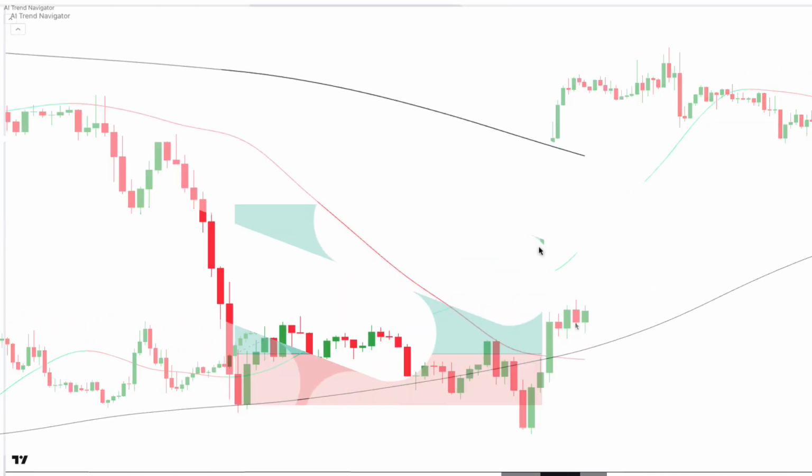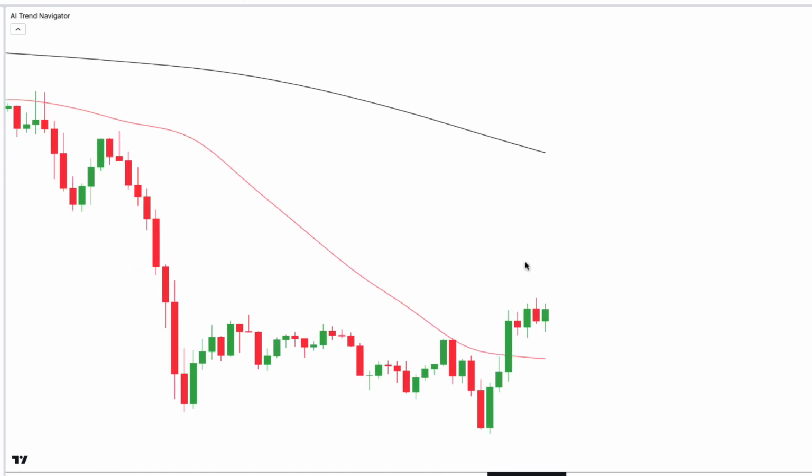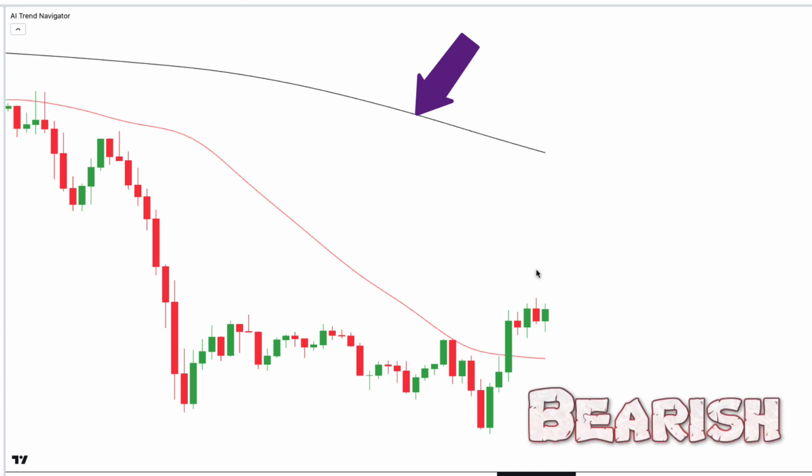Now, what are the conditions for a short position? Well, I'm going to show you. Now to enter a short position with this indicator, we're going to do everything we did for a long position. So you basically want the price to be trading below this black moving average to identify a long-term bearish trend.